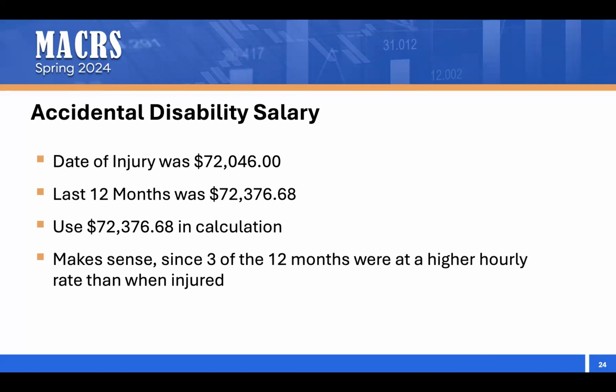And you can also ask yourself, does it make sense that the last 12 months are higher? So if someone is injured and never comes back, usually the rate on the date of injury will be higher than the last 12 months. But if you get injured, come back for a couple months, you're trying to see if you can still do the job, you'll probably end up with the last 12 months received being higher than the rate on the date of injury. Which, like what happened here, he had 3 months at a higher rate, so that got him another $300.